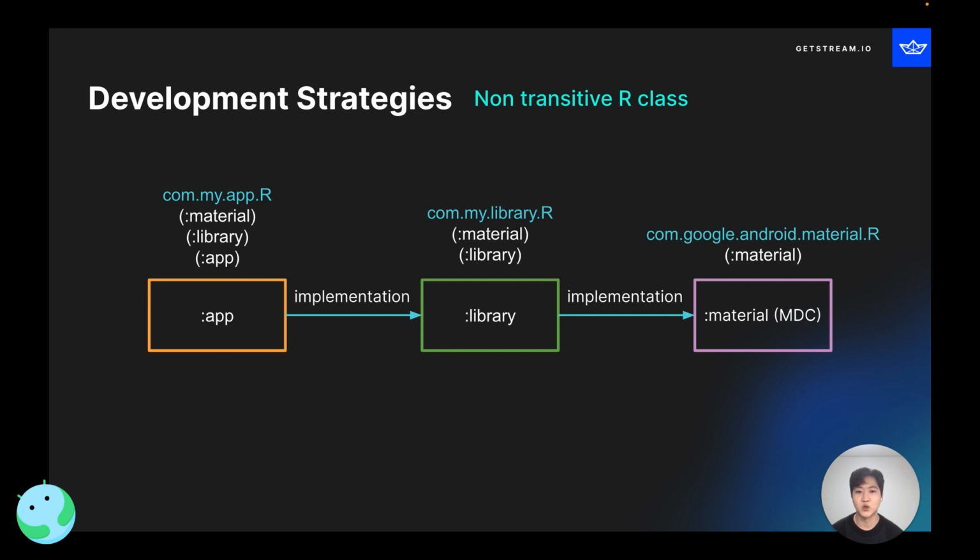Likewise, for the M module, when creating an R class for the M module, entire ID fields in the library module will be transferred into the M module's R class. Therefore, a very large R class will be created at the end. So we can call this transitive dependency. Even if the app module does not depend on the material library directly, entire ID fields in the material module's R class are transferred to the M module's R class.